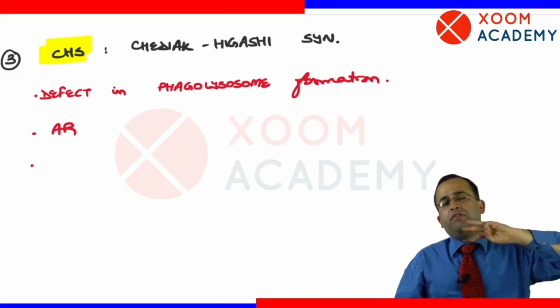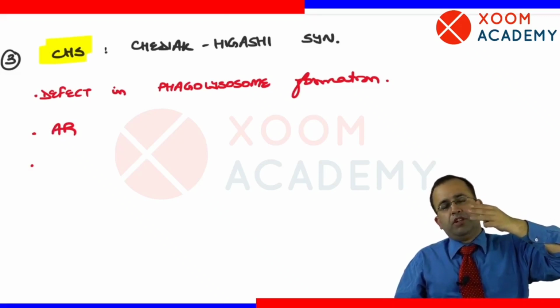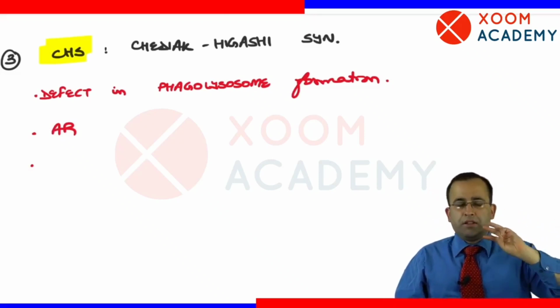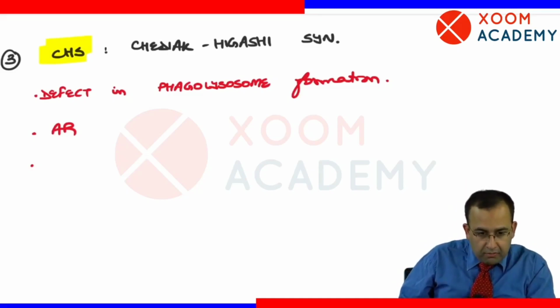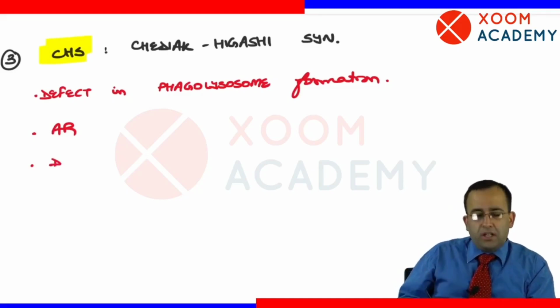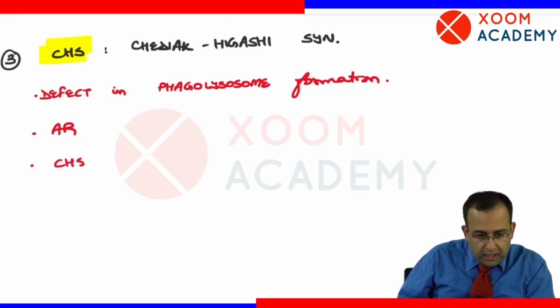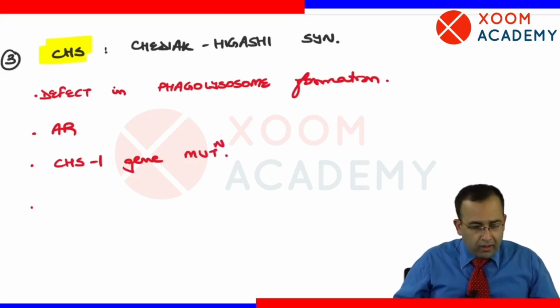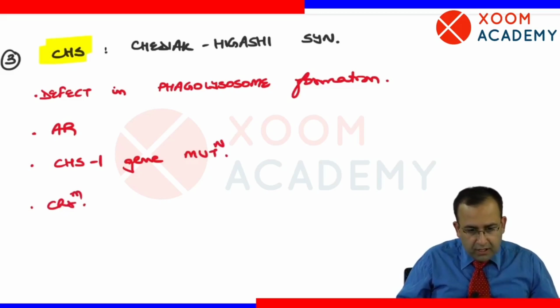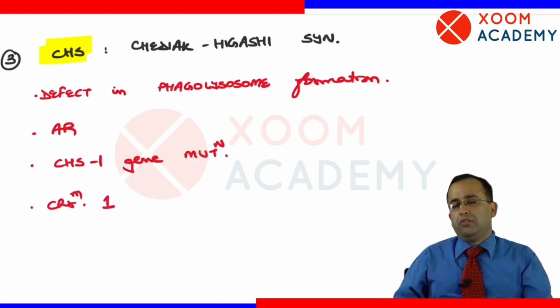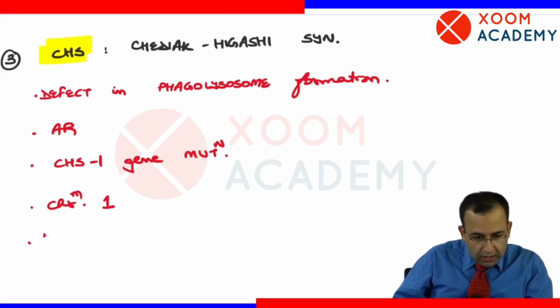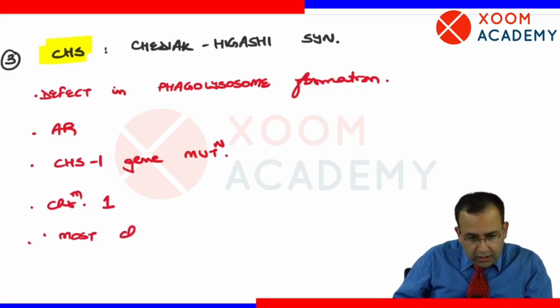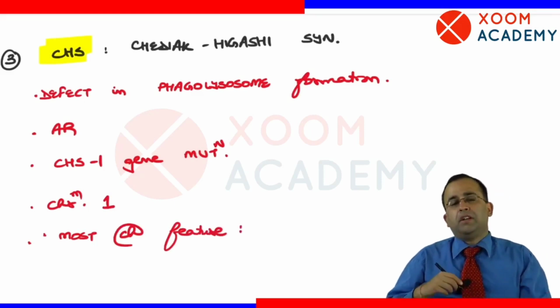So the first 3 diseases of innate immunity, LAD1, LAD2, Chediak-Higashi syndrome, are autosomal recessive. Next point, which gene is mutated? It occurs because of CHS1 gene mutations. Easy to remember, Chediak-Higashi syndrome, CHS1 gene mutation present on chromosome 1. Next point, put a star. Which is the most characteristic feature of the disease?